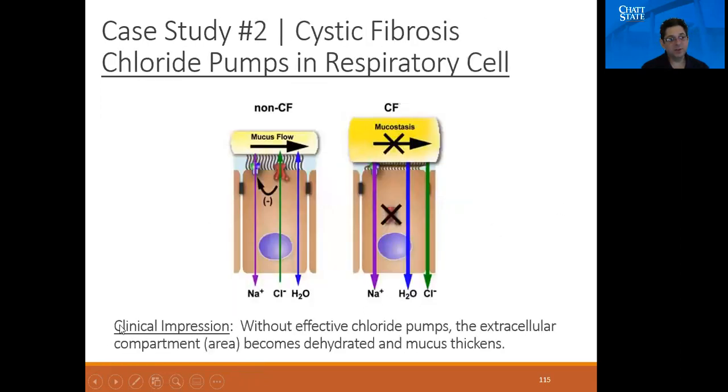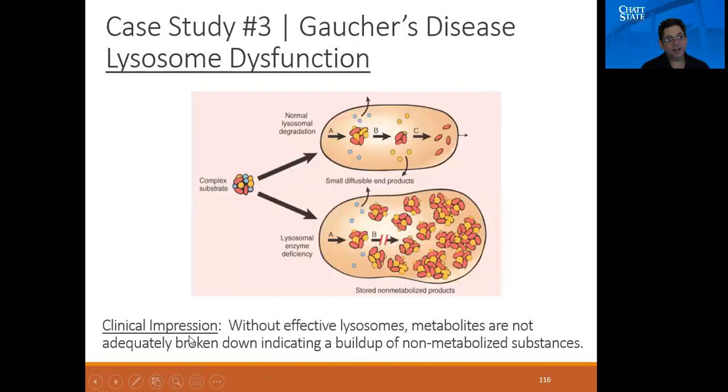And for cystic fibrosis, check out down here. Without effective chloride pumps, the extracellular compartment becomes dehydrated and the mucus thickens. Our last one, Gaucher's: without effective lysosomes, metabolites, which are waste products from the energy in the cell, are not broken down, causing a buildup of waste products, which toxifies the cell. Not a good environment. So there you go, guys.